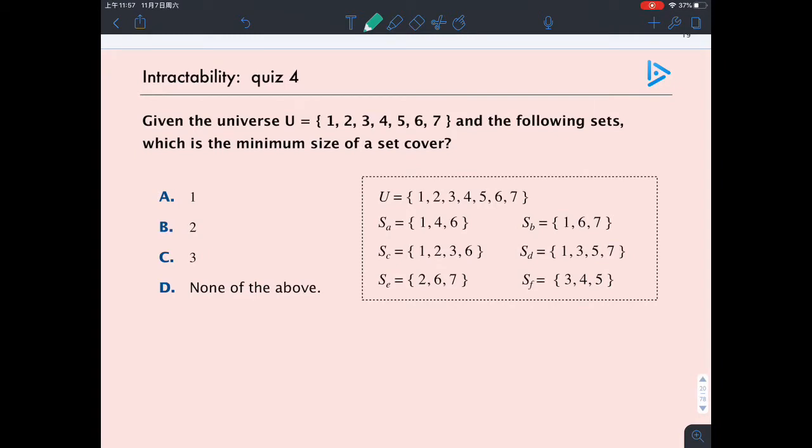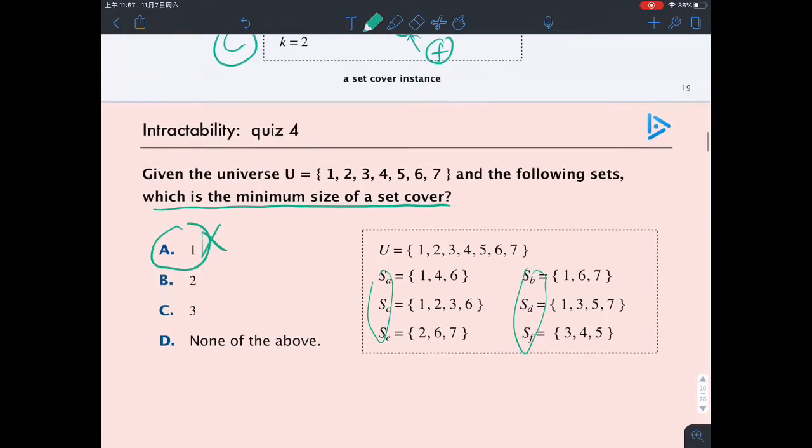So now let's look into the quiz. Given the universe U equal to 1 up to 7 and the following sets, what is the minimum size of the set cover? Is it possible to just install one software that covers all the functionalities I want to use? It's obvious that there's no such software that can do all 7 things together.